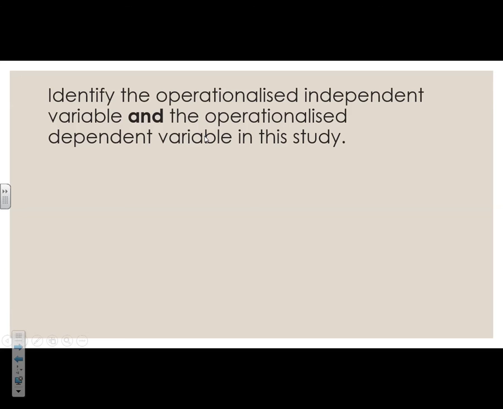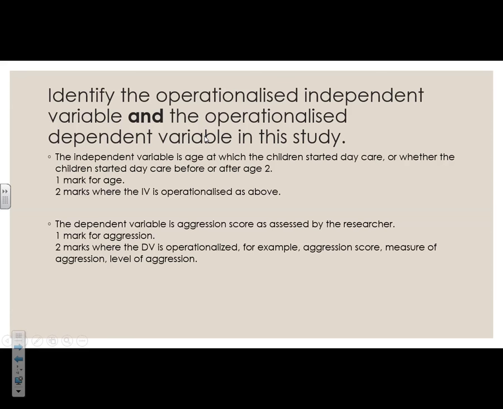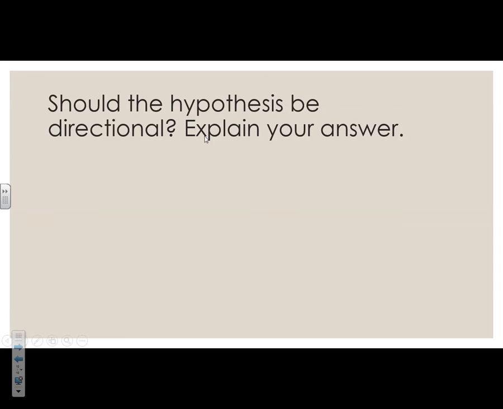Okay, identify the operationalised independent variable and the operationalised dependent variable in the study. 1 mark for age and 2 marks for operationalising it. You'd only get 1 mark if you said age, but if you said whether the children started daycare before the age of 2 or after the age of 2, that's operationalised because it's condition 1 and condition 2. So if you said before the age of 2 and after the age of 2, that's 2 marks. If you just mentioned age, then that's only 1 mark. The dependent variable is aggression score as assessed by the researcher. You get 1 mark for just saying aggression, 2 marks for operationalising it, so making it clear that it's numerical. Aggression score, measure of aggression, level of aggression. The best one would be aggression score because that makes it really clear that it's a number.